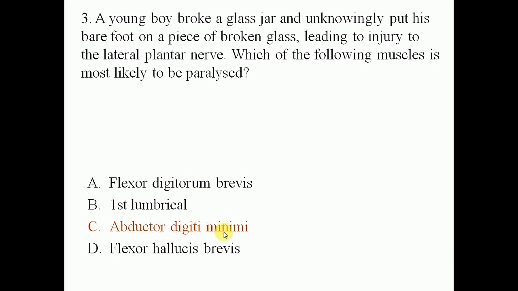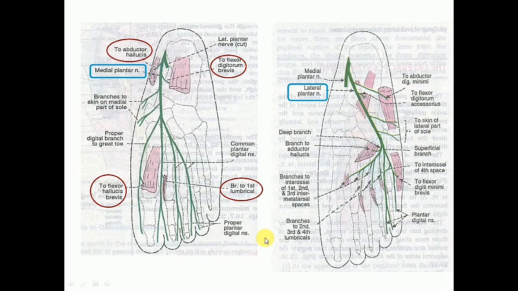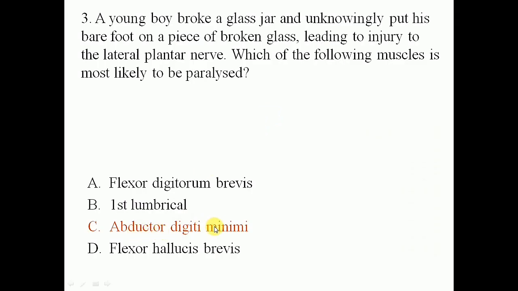So the correct answer is abductor digiti minimi. All the muscles of the sole of the foot are supplied either by medial or lateral plantar nerve. There are only 4 muscles supplied by medial plantar nerve, namely abductor hallucis, flexor digitorum brevis, first lumbrical and flexor hallucis brevis, whereas all other muscles of the sole of foot are supplied by lateral plantar nerve. So the correct answer here will be the abductor digiti minimi.